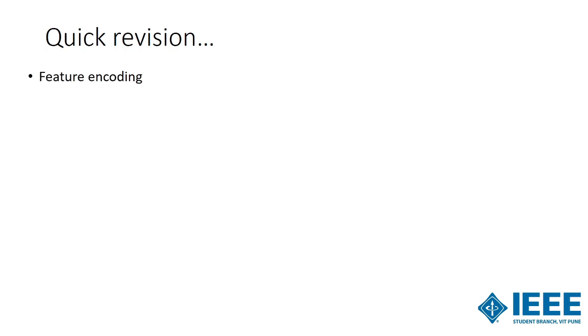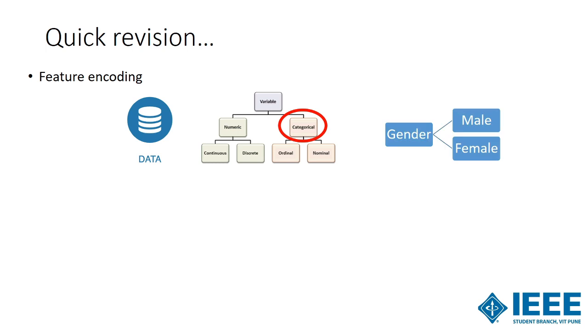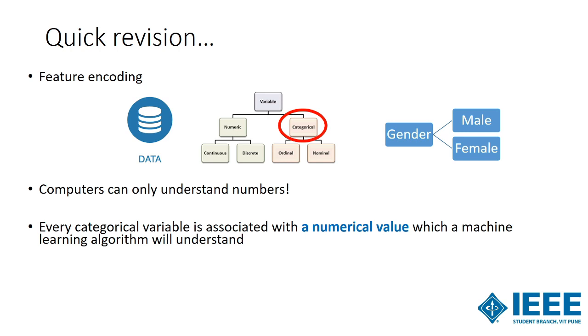In the previous video, we saw what is feature encoding. We saw that while working with a data set, we come across various variables associated with it. They can be numeric or categorical. Then we stressed upon categorical variables through an example, that is gender can be categorized into male or female. But then we came to know that computers can only understand numbers. So while working with a machine learning algorithm, we need to convert every categorical variable to a numerical value associated with it so that our algorithm will be able to understand it.